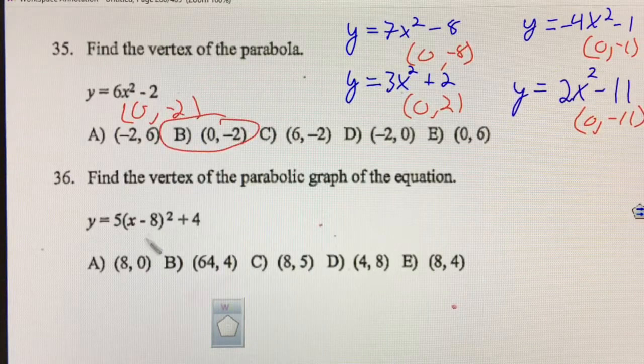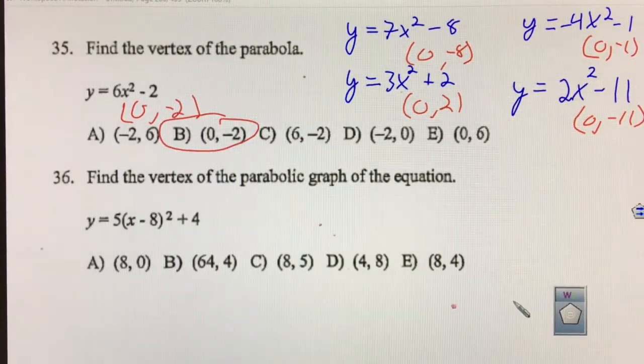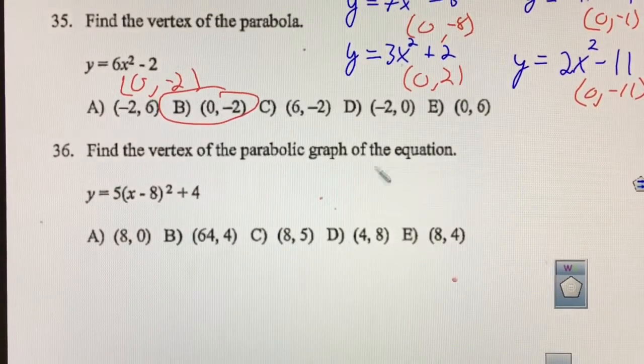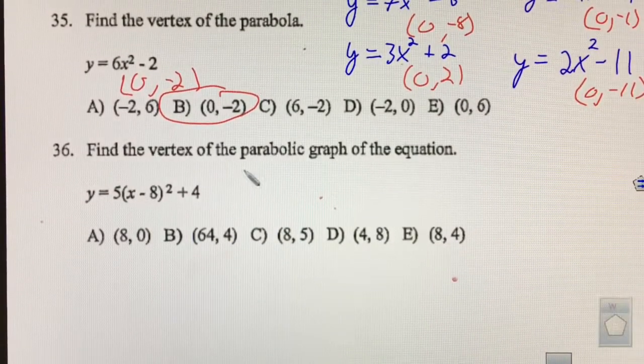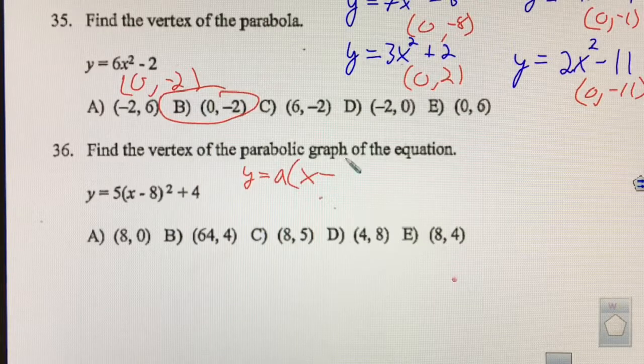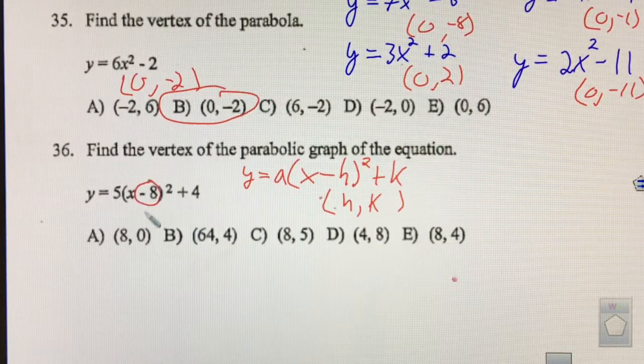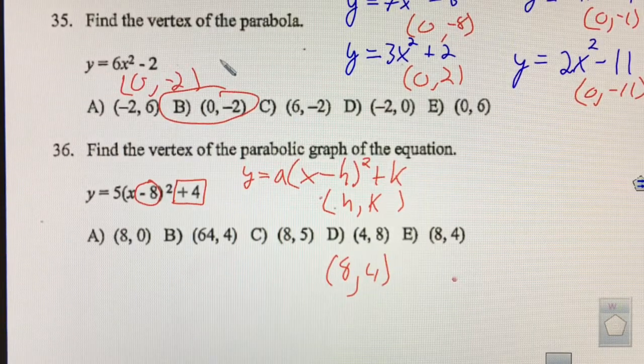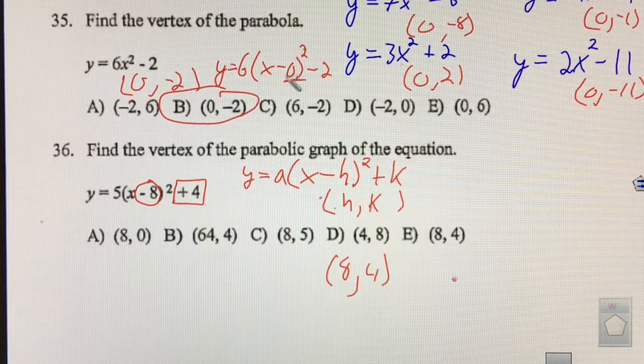B. And here's why. If you inspect number 36, you'll see why it's 0. Notice how this one is in what we call vertex form. That's y equals a, parentheses x minus h, squared plus k, where h, k is the vertex. It's called opposite same in my class. So the vertex is going to be the opposite of negative 8. My h is going to be 8, and my k is what's outside the grouping, 4. Now, for the one up here, it was technically y equals 6, x minus 0 squared minus 2. Notice, they didn't waste the ink on the minus 0, so we had to imply that. So for number 36, the vertex is going to be 8, 4.